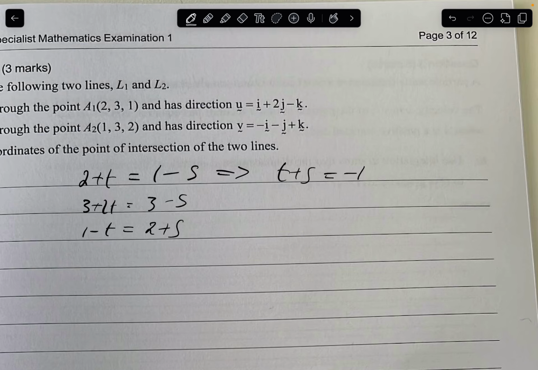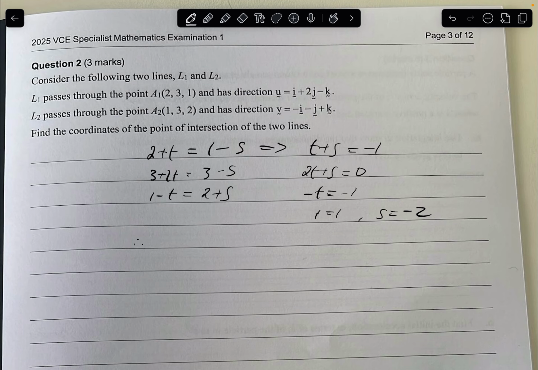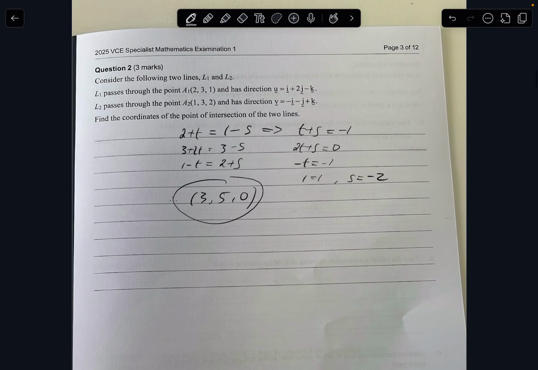And 2t plus s is equal to 0. So if you subtract, you'll get negative t is equal to negative 1. t is equal to 1. And that makes s equal to negative 2. So when you plug in t as 1 into the first one, you'll get 2 plus 1, which is 3. 3 plus 2, which is 5. And 1 minus 1, which is 0. I don't know why that was 3 marks.